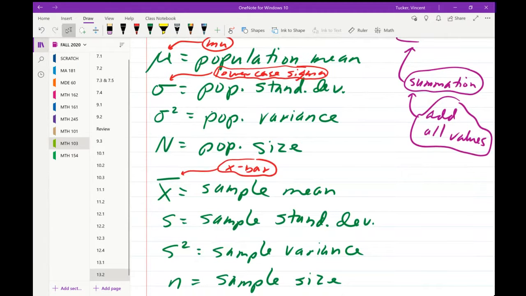And then here we have X bar, which is your sample mean. S is your sample standard deviation, S squared, sample variance. And then lowercase n is your sample size. So what happens in statistics is that you can have the population, or you can have your sample. Population is everything. In other words, Nova State student body could be the population of your students, and then this classroom represents a sample of that student body.